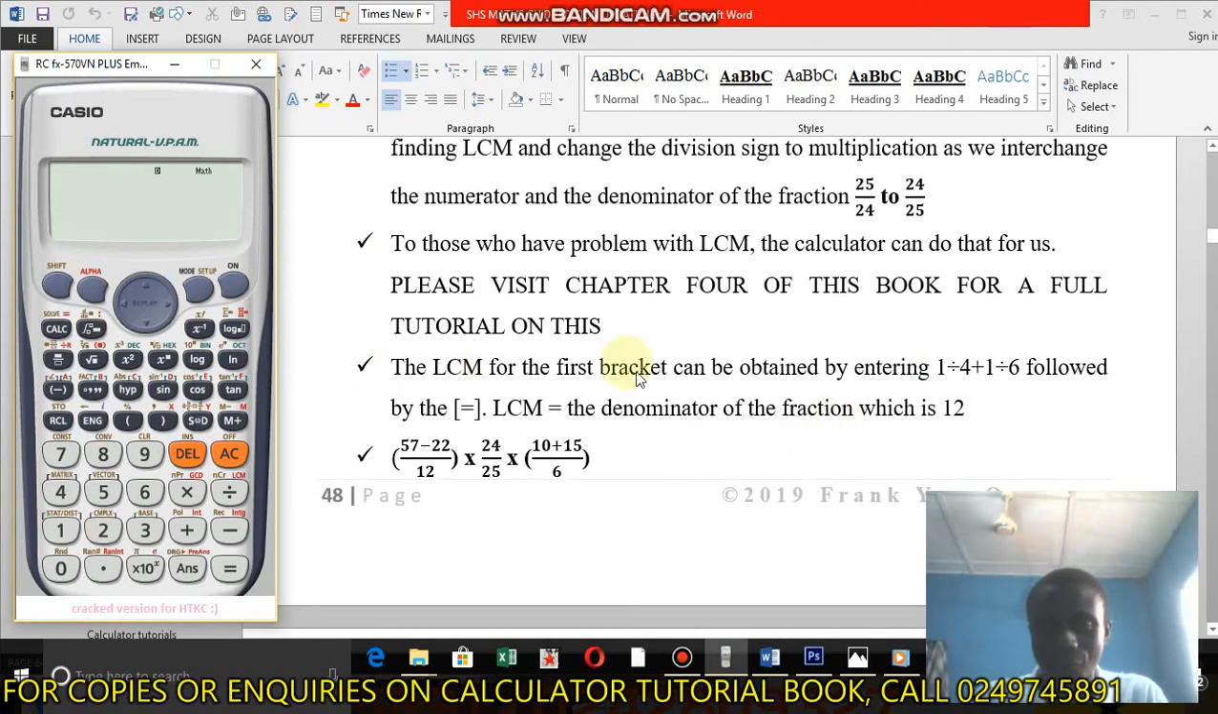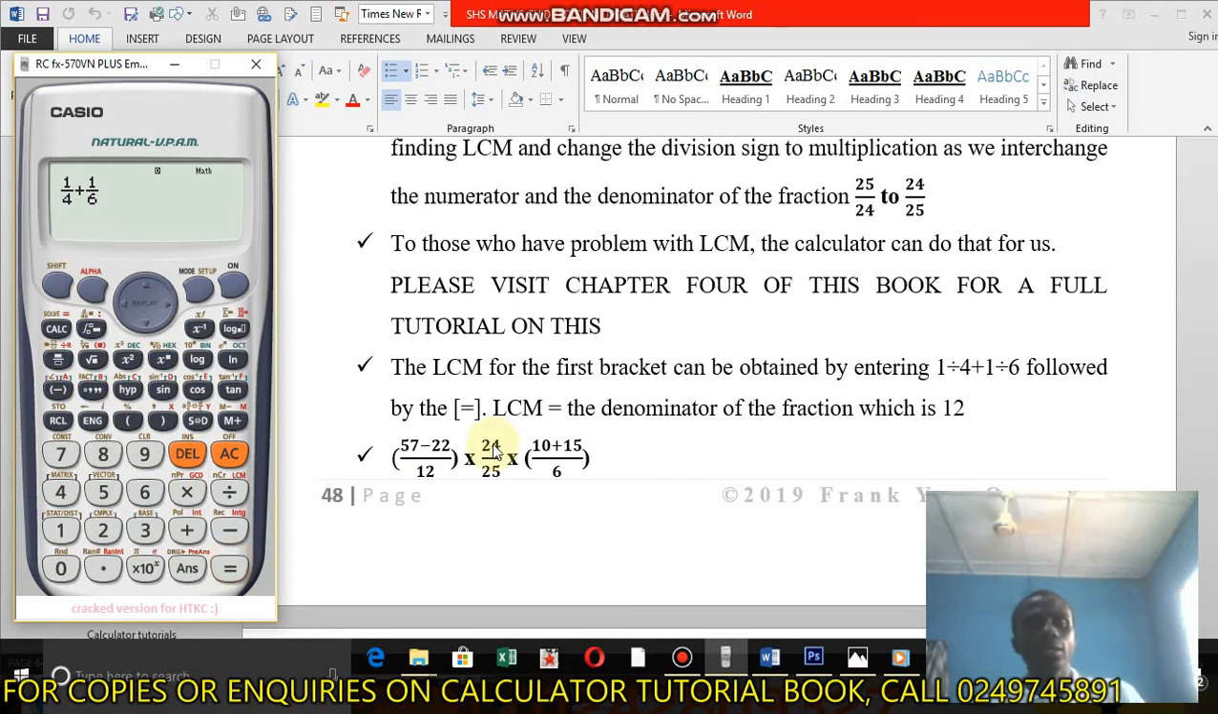So you go to the steps. For those who have problems with LCM, the calculator can do that for us. Please visit chapter 4 of this book for a full tutorial on this. Okay, so we want to use the next approach, for those without the LCM directly on the calculator. It's 4 and 6 that we are finding. So it is 1 divided by 4 plus 1 divided by 6. You press equal to. So 1 divided by 4 plus 1 divided by 6.